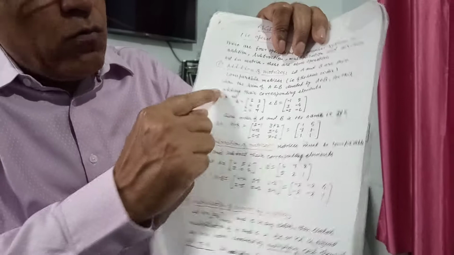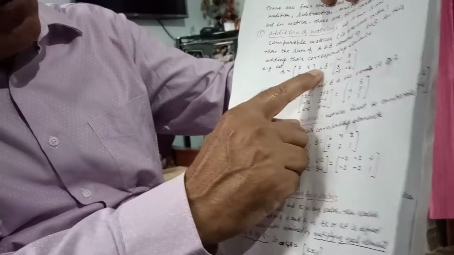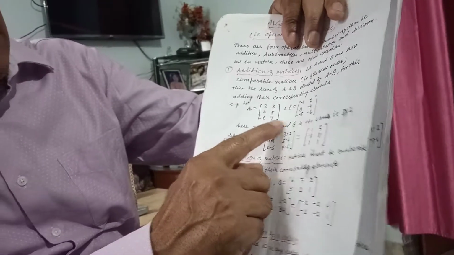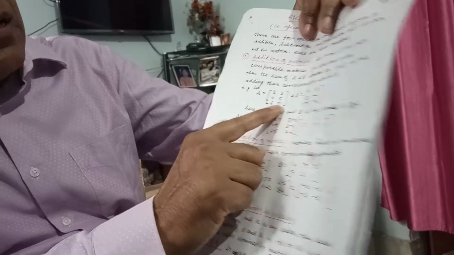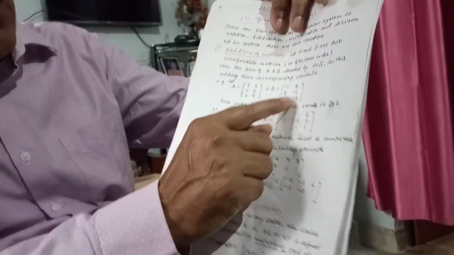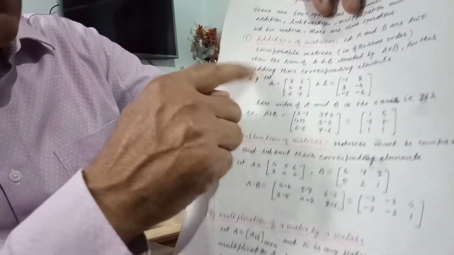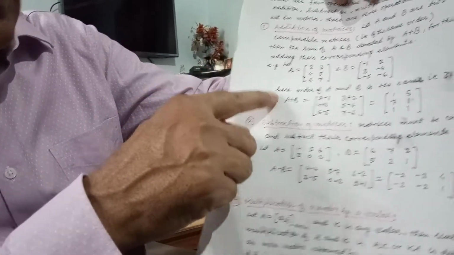So for example, the matrix A is this one, whose elements are 2, 3, 4, 5, 6, 7, and B is minus 1, 2, 3, minus 4, minus 5, minus 6. These two matrices are comparable because their order is what? You know this is the order, 3 cross 2 matrix. Both are 3 cross 2 matrices. The sum of these two matrices can be denoted by A plus B.